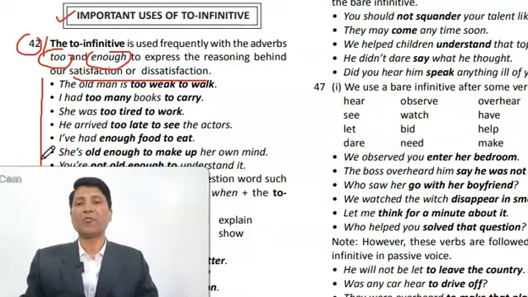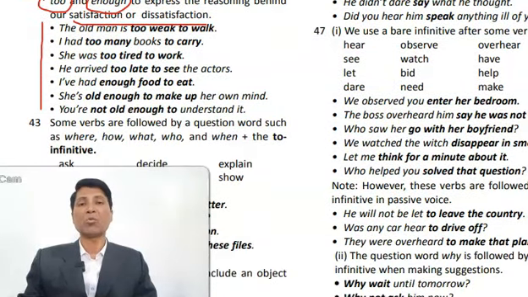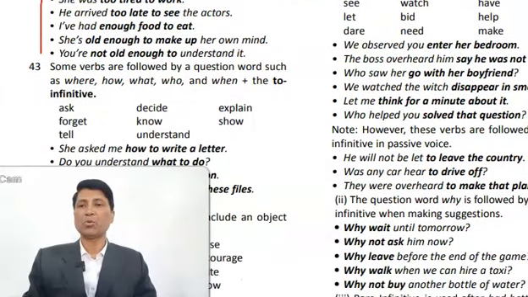I have had enough food to eat means I am satisfied with the amount of food I have to eat. She is old enough to make up her own mind. The sentence will mean she is matured enough, experienced enough, grown up enough to take her own decision. So what we have understood is the infinitive to is used with the adverbs too and enough. Keep this rule in mind.